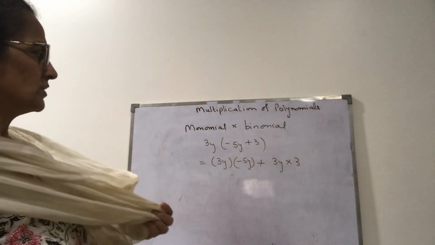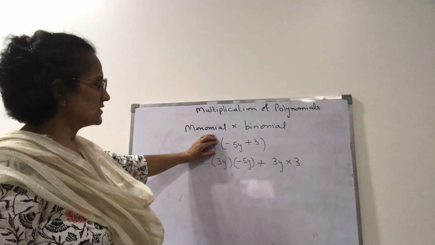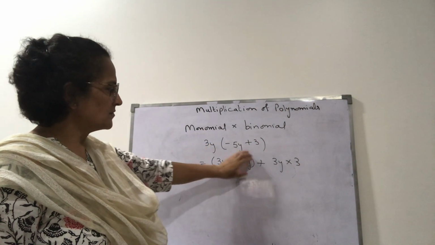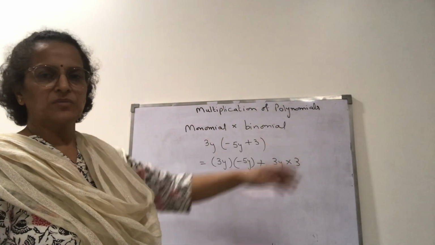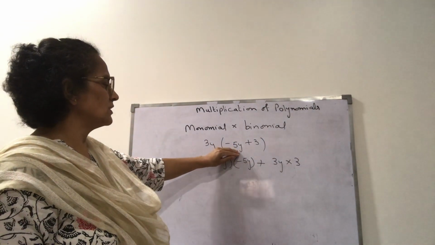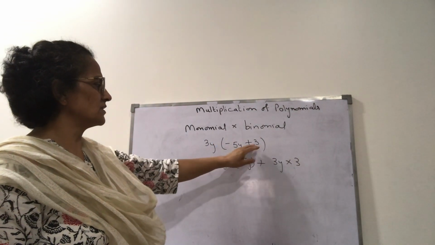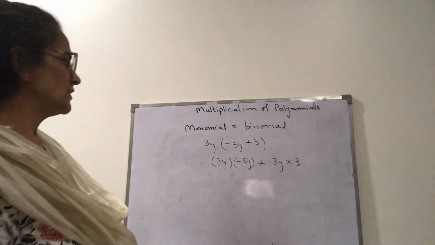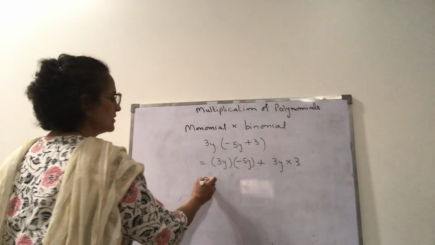So how do you open the bracket? What is outside the bracket gets multiplied with the first term, and there can be many terms. So it gets multiplied with the first term and then it gets multiplied with the second term. Now let's find the product.